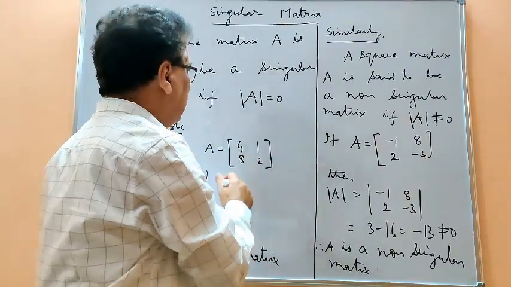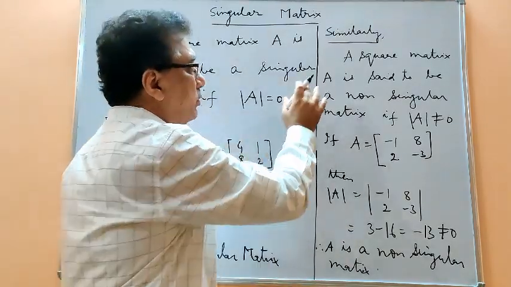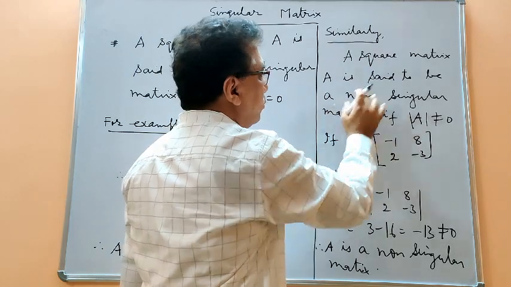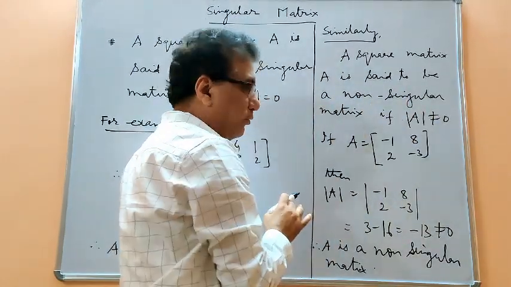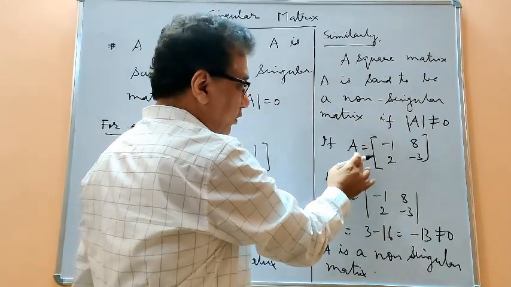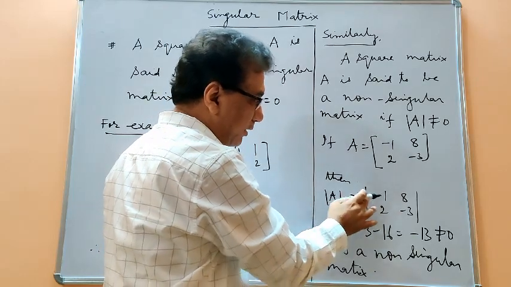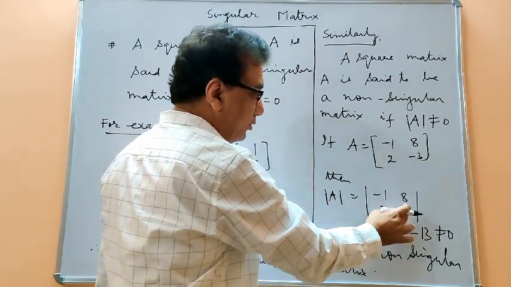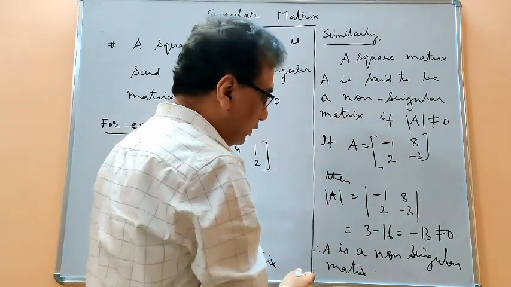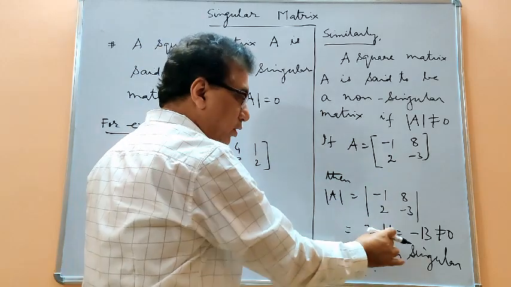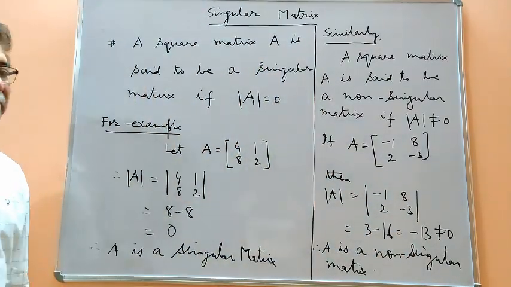Then similarly, the opposite of singular is non-singular, so also the condition will get reversed. So a square matrix A is said to be a non-singular matrix if its determinant is not equal to 0. One example for this also, if A is this one, then if we find the determinant of this matrix, it is minus 1 into minus 3, 3 minus 16, which is minus 13, not equal to 0. So this matrix is a non-singular matrix. Okay, so this was the definition.